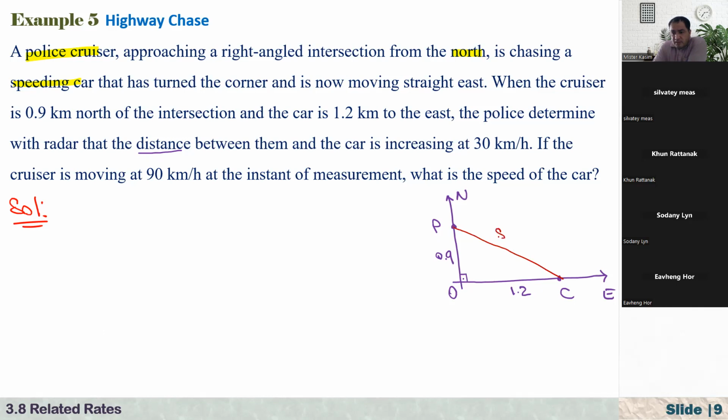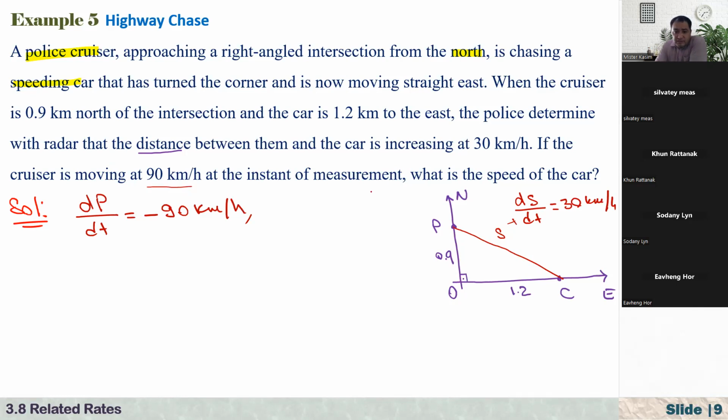Let me just label this by S, okay? That's the distance. So it says that at that instant, this distance with respect to time is changing at 30 kilometers per hour. The question is, if the cruiser is moving at 90 kilometers per hour, that means the police car is approaching the intersection. So here I can write for the police car, dP/dt is equal to, since it is approaching 0, it must be minus 90 kilometers per hour.